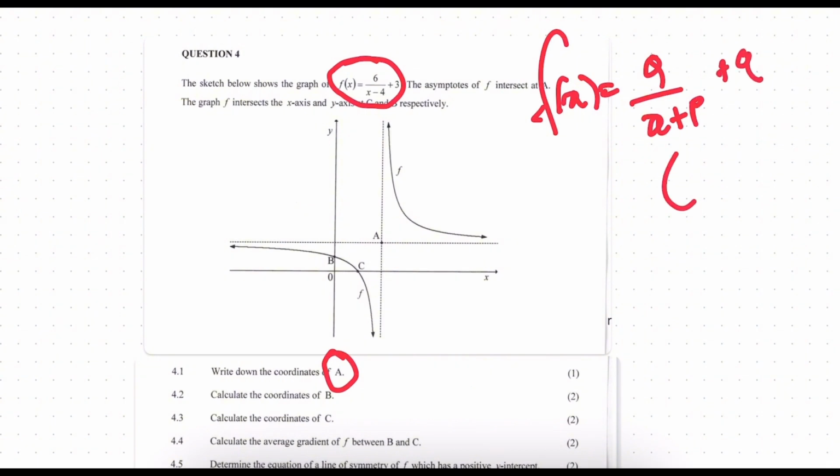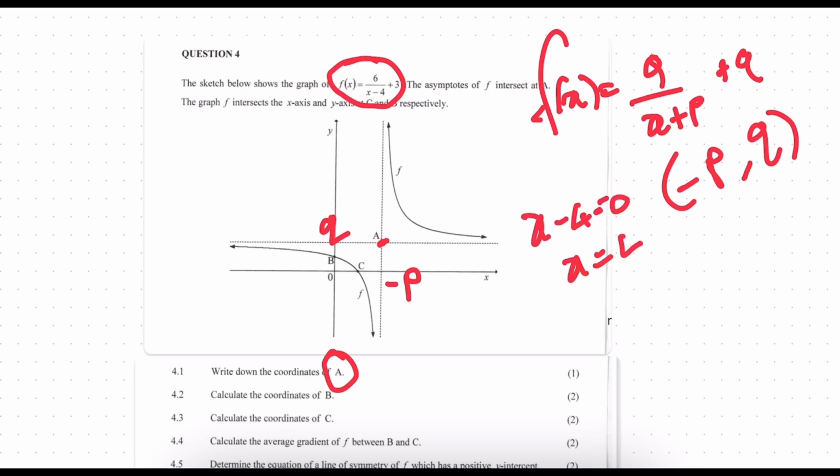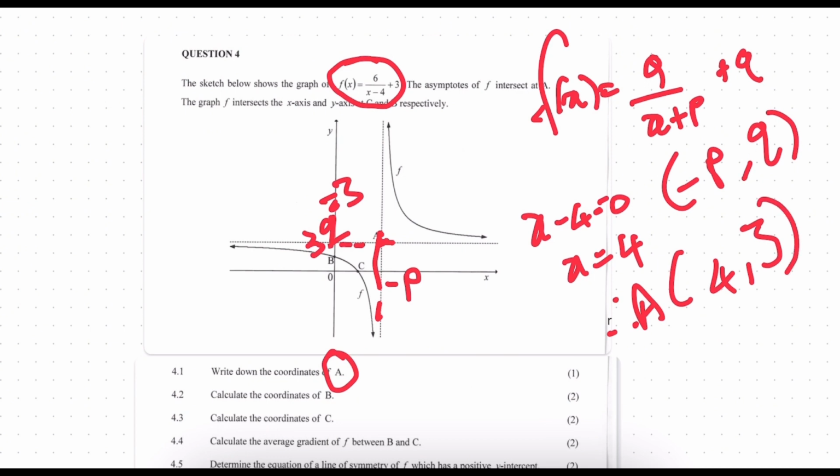Then the asymptotic lines will be represented by minus p and q, right? So that means here you have a minus p and here you have a q. What's your minus p? That means you have a 4 here, right? x minus 4 equal to 0. Therefore, x is equal to 4. And q, you take it as it is, which is equal to 3. Where are they meeting? They're meeting here at A. Therefore, the coordinates of A is 4 and 3. Makes sense.